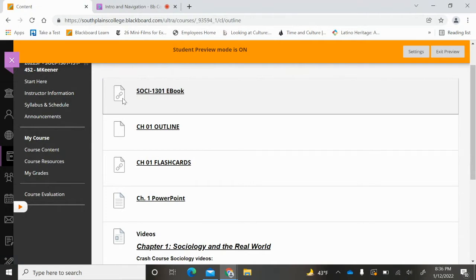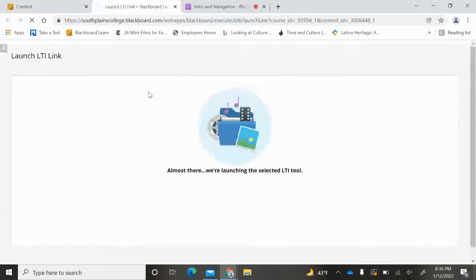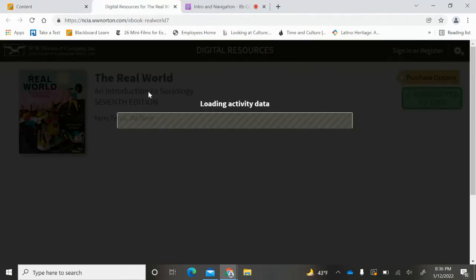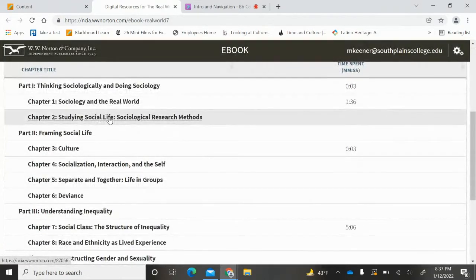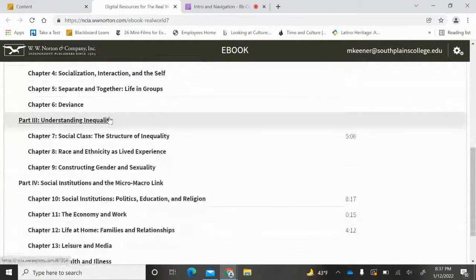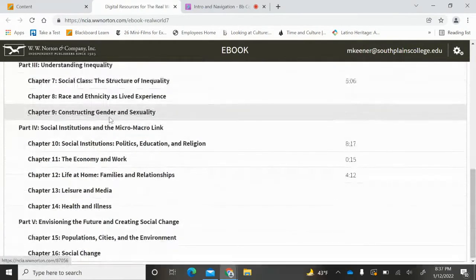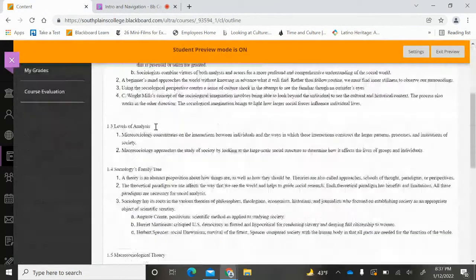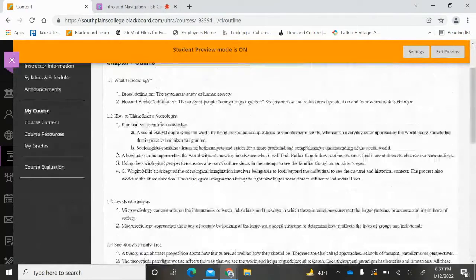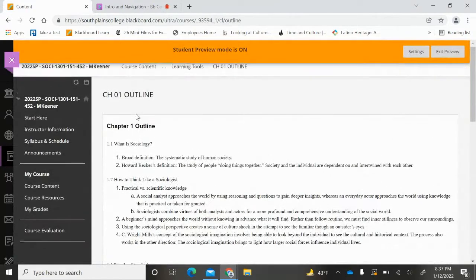So this is your most important link. If you click on it, it's going to take you to your book, okay? So here's your book. Here's all your chapters. You just click on them, read them, scan through them, whatever it is you do, okay? Everybody learns differently, but this is your book. This is just a chapter outline that kind of goes over what chapter 1 is talking about. This may be good for notes.